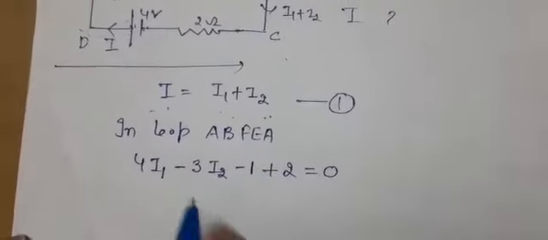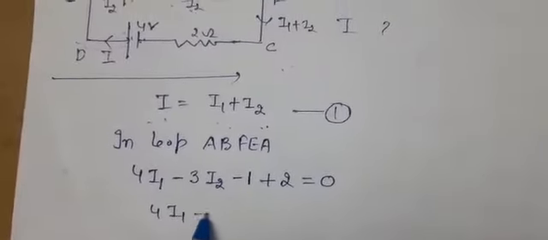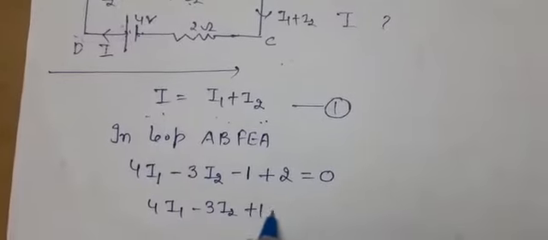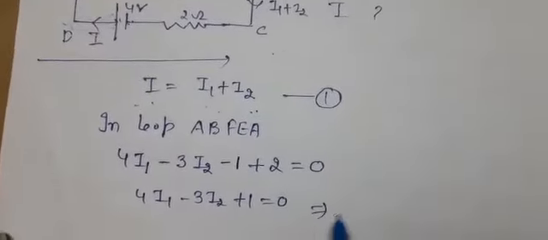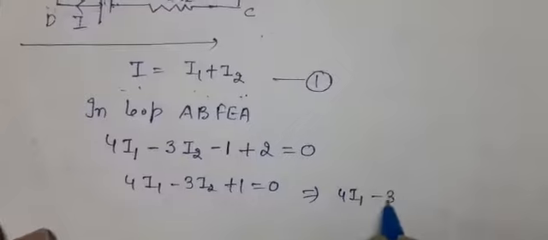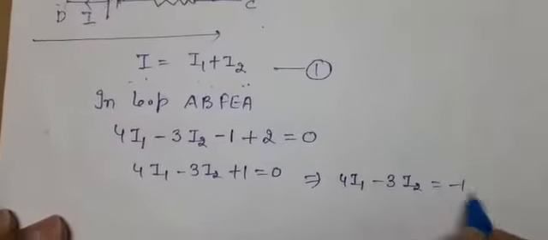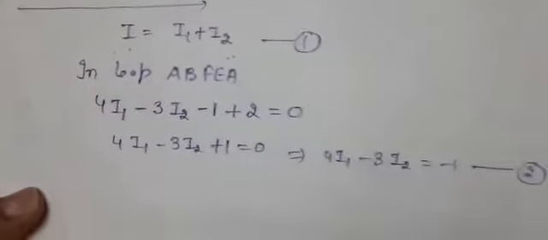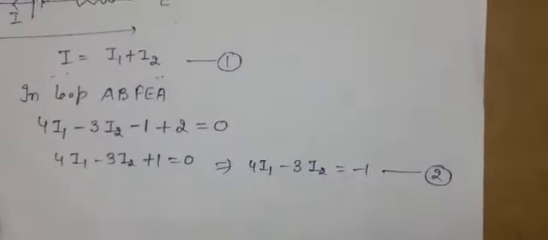Now when you solve it, you get 4I1 minus 3I2 plus 1 equal to 0, which I can write as 4I1 minus 3I2 equal to minus 1. Let it be equation 2.